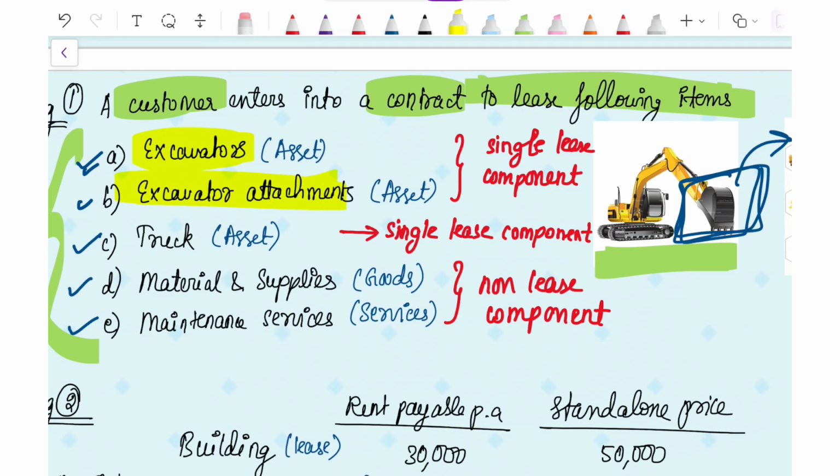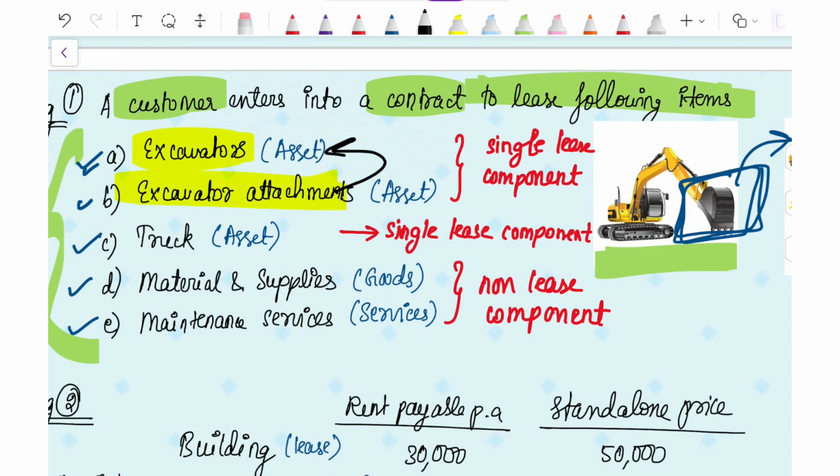Next is the excavator attachment. The excavator attachment is also an asset. You will get benefit from it, but you cannot get benefit from it without it depending on something else. Only if it is attached to the excavator will you get some benefit from it, so it is dependent on another asset. So when you are making a separate lease component, the excavator will be a part of it. Since you cannot make the excavator attachment into another separate lease component, you have to include it under the lease component of the excavator itself.